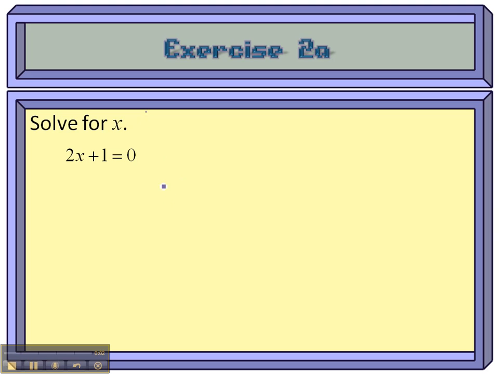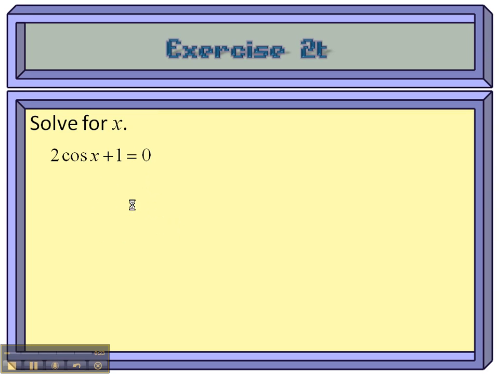More baby steps here. Solving this regular algebraic equation, then we'll take it and solve a very similar one with trigonometry. So we've got to isolate the variable x, get it by itself by subtracting 1, so 2x equals -1, and divide both sides by 2, so x equals -1/2. Easy.